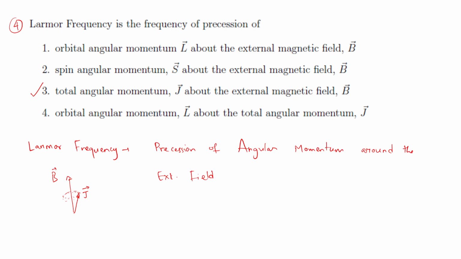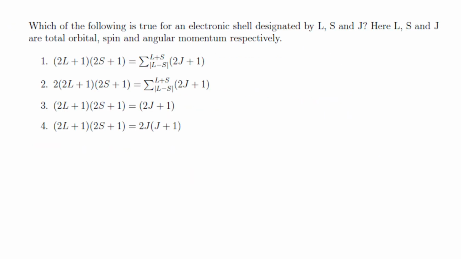Now let us go to the next question. Which of the following is true for an electronic shell designated by L, S and J? Here L, S and J are the total orbital, spin and angular momentum respectively.